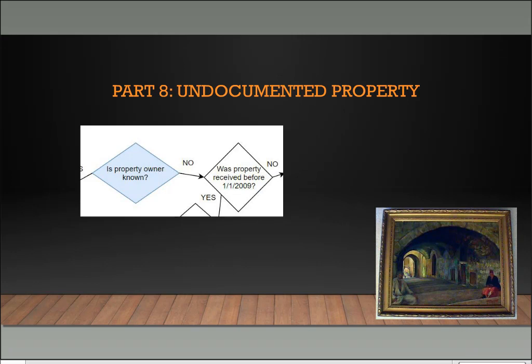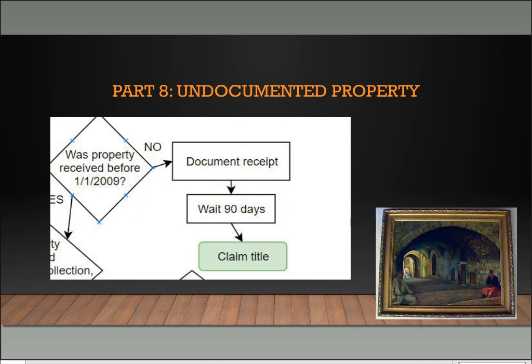So back to our flowchart. Is the property owner known? No. Was the property received before 1/1/2009? No, we received it in 2017. So if we've received it in 2017, we're going to document having received the item. We're going to wait 90 days and we're going to claim title if no one comes forward.